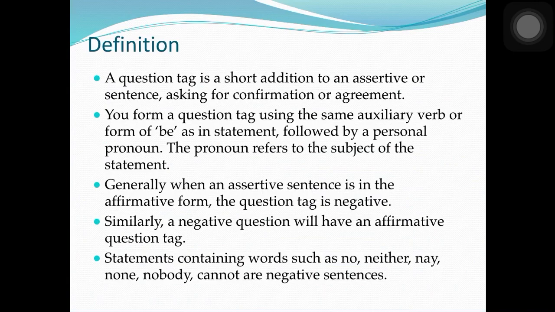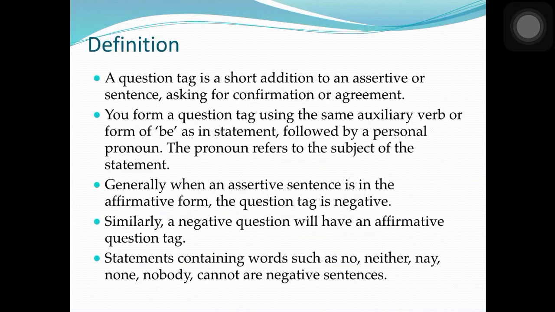Moving on. You form a question tag using the same auxiliary verb. I'm going to explain this in the next slide, how we have to necessarily use the same auxiliary verb. Or when the auxiliary verb isn't applicable, you can use any form of be, as in the statement, followed by a personal pronoun, right? The pronoun refers to the subject of the statement. We are going to see that in the next slide, what I mean by that.